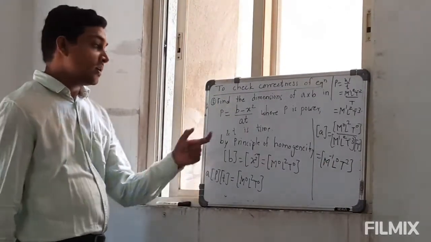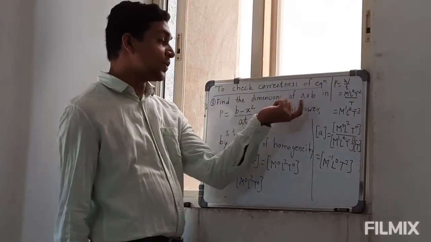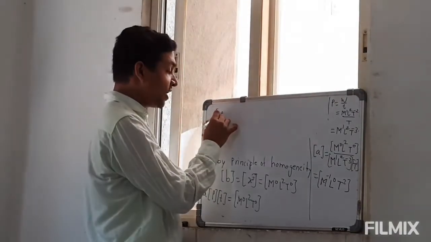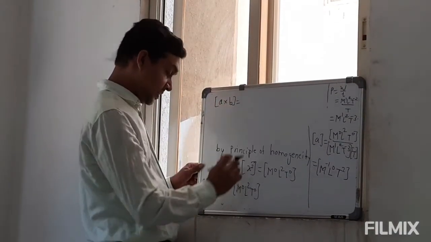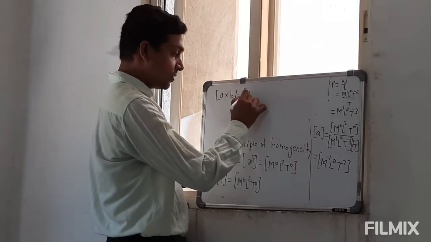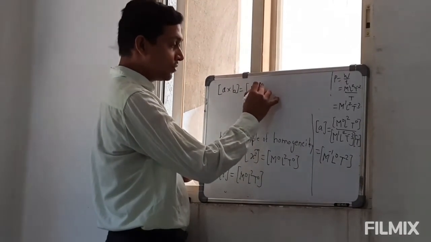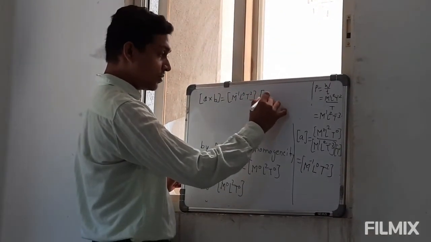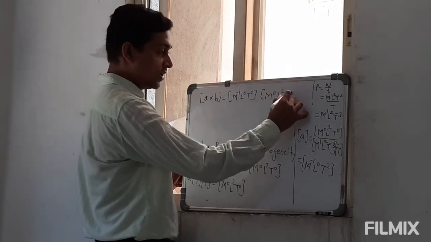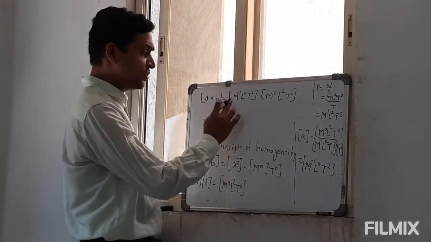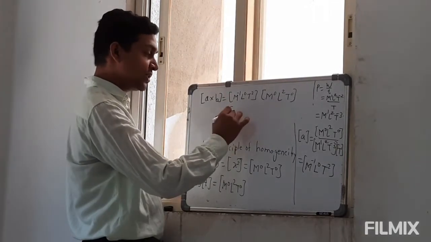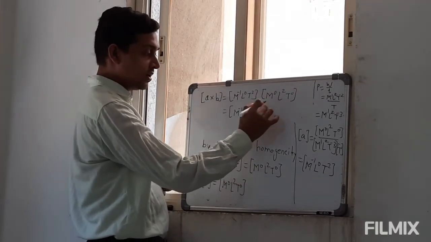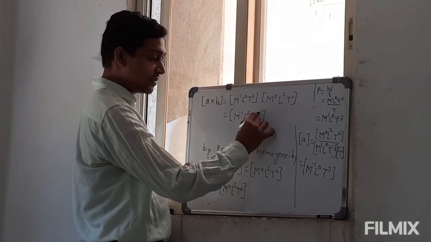Next, our question is find the dimensions for A into B. For dimensions for A into B, we require dimensions for A, that is M minus 1, L0, T2, into dimensions for B, which are M0, L2, T0. Use your rules for the indices only. So M0 into M minus 1 is M minus 1 only. It will become L raised to 2 and T remains T raised to 2. So these are the dimensions for A into B.